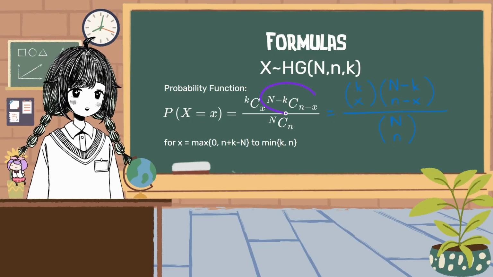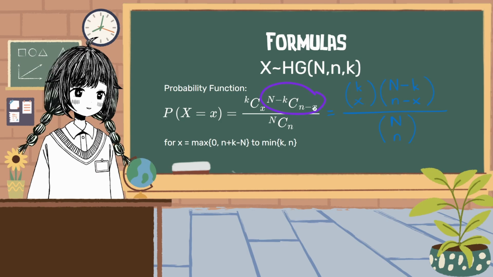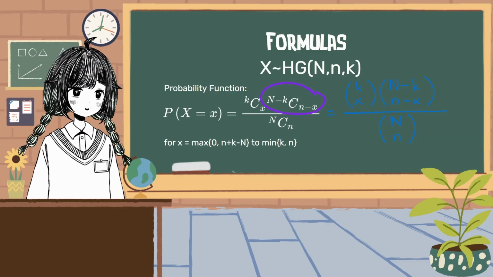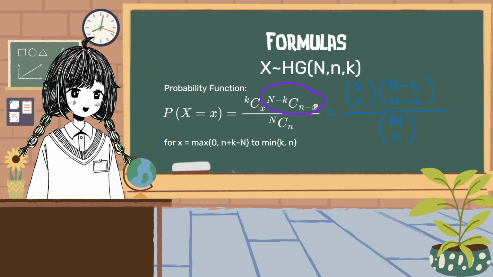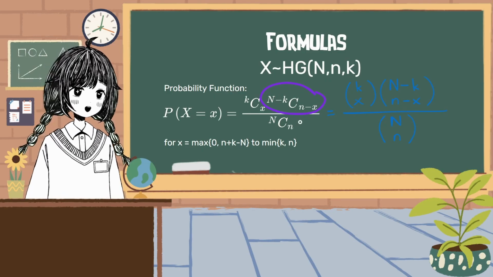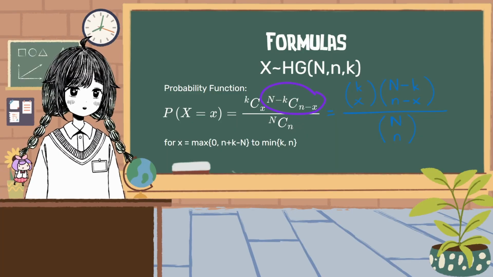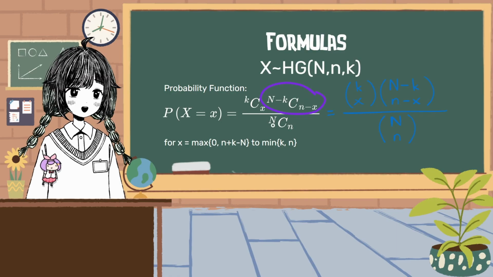So this is the number of ways to choose the remaining items in our sample from the failures in the population. If we select n items total and x are successes, then n minus x must be failures. And there are N minus K failures in the population. This is the total number of ways to choose n items from the entire population of capital N items.